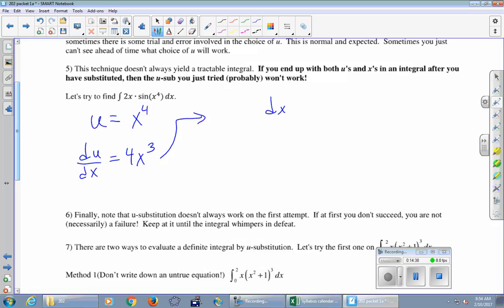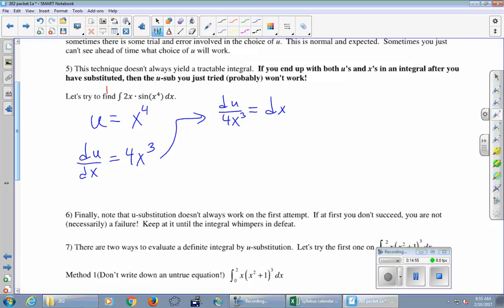The goal is to solve this equation for dx every time. So imagine two things in your head. The dx comes up to the right. The 4x cubed goes down on the left. du over 4x cubed. Good?